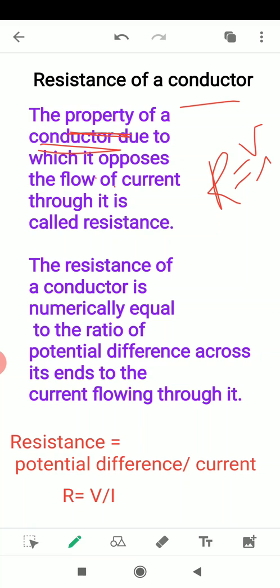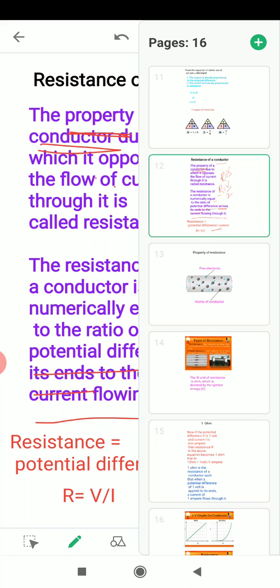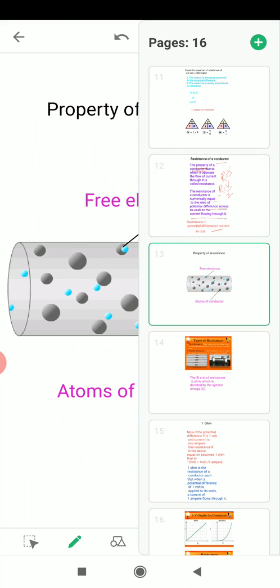Now resistance of a conductor is numerically equal to the ratio of potential difference across its ends to the current flowing through it. That only I have written earlier, that resistance is the ratio of potential difference and the current flowing through it. Fine. Now let us understand more about resistance through a diagram.